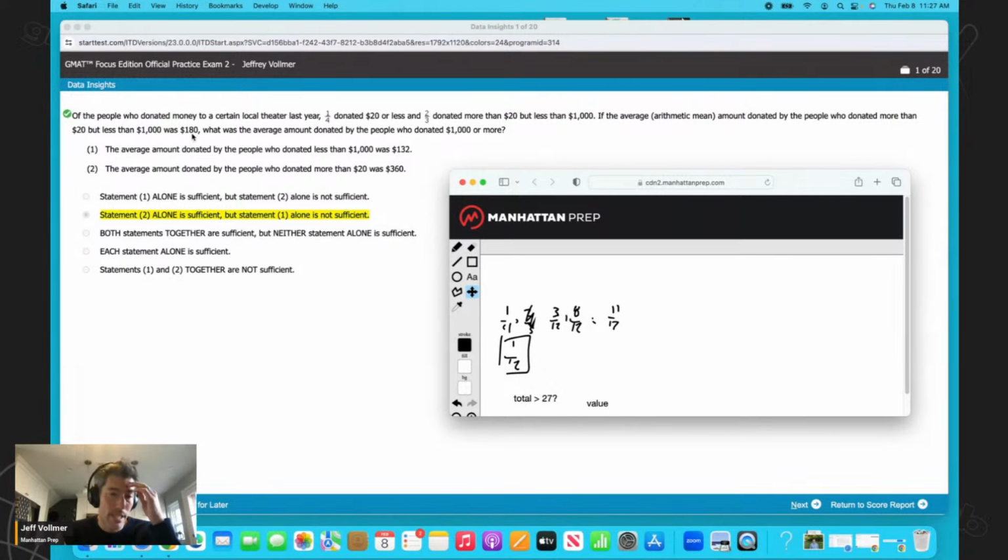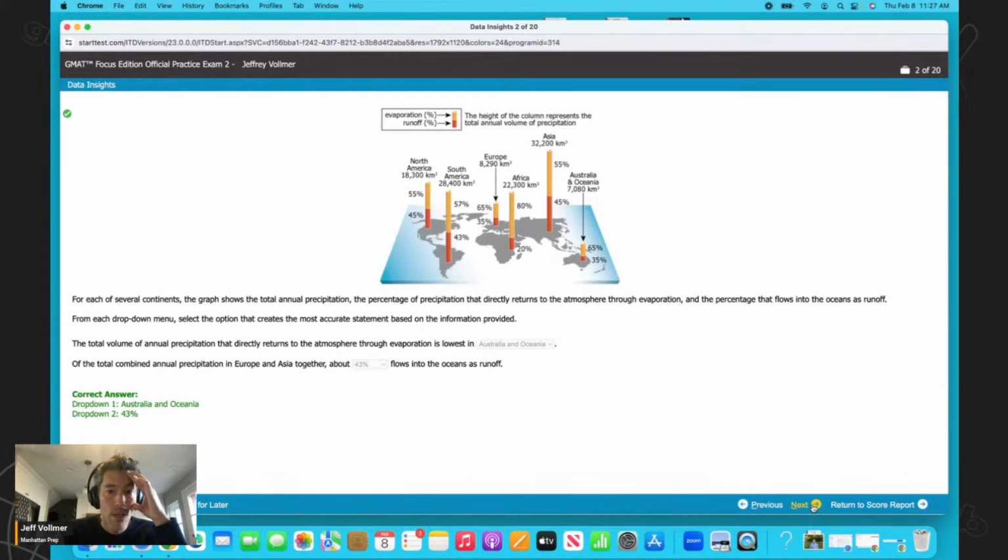So I'd figure out what 8 times 180 is. I think it's 1440. Add that to this, and that would tell you the average for these people is about $1,800. You don't need to actually do all of that, but the key is to see that the weighted average is enough here. Let's go to the next one.